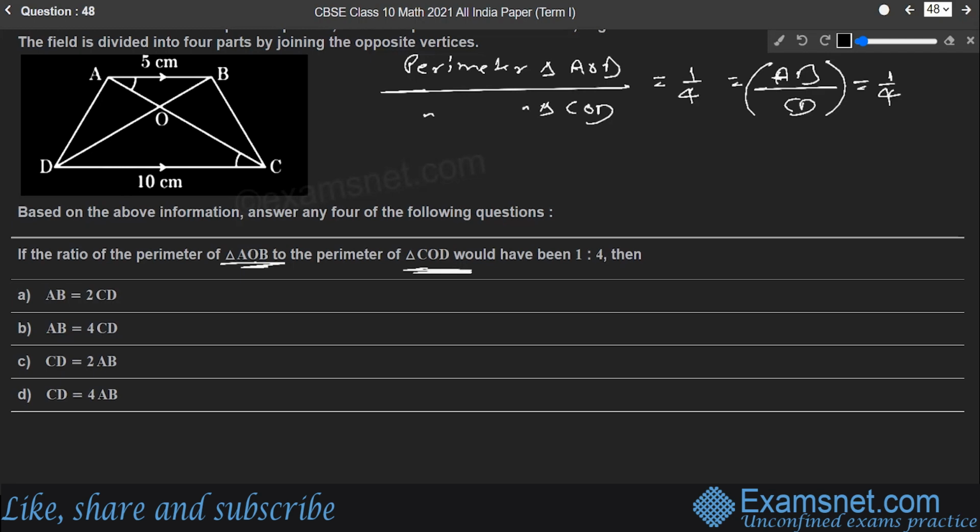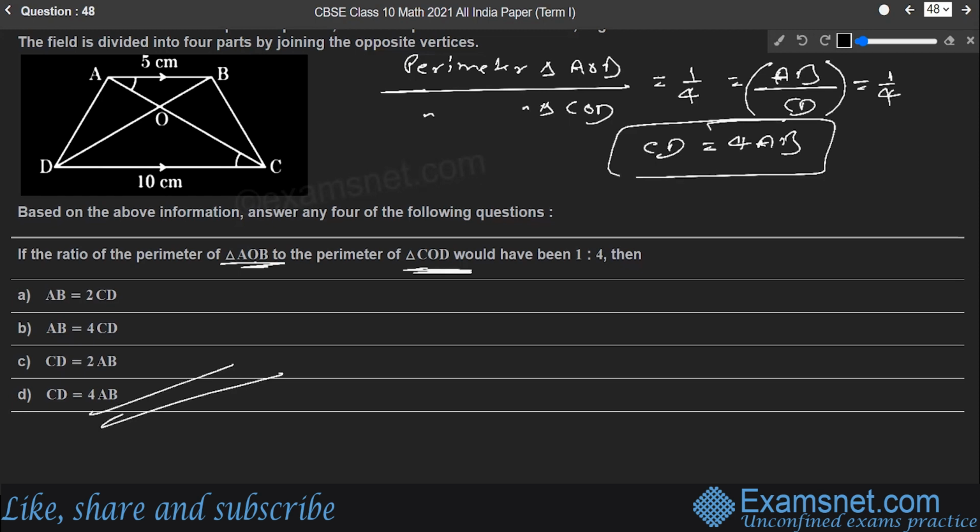So the perimeter ratio is 1:4, so AB by CD is also 1:4. So we can conclude that by cross multiplying, CD is equal to 4 times AB. Cross multiplying tells us that CD is equal to 4 times AB. This is given in option number D: CD is equal to 4 times AB. So that is the right answer.